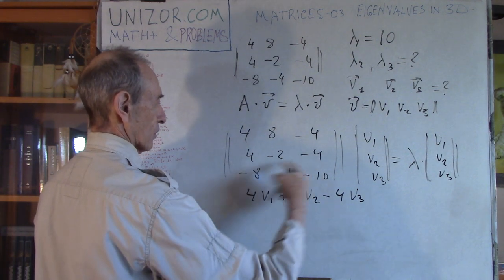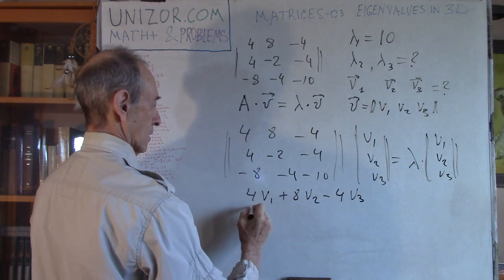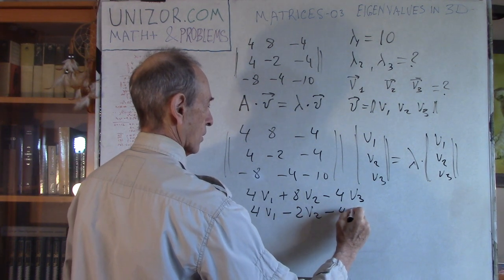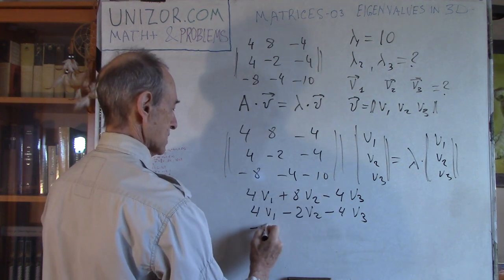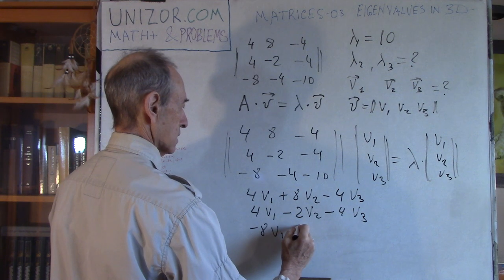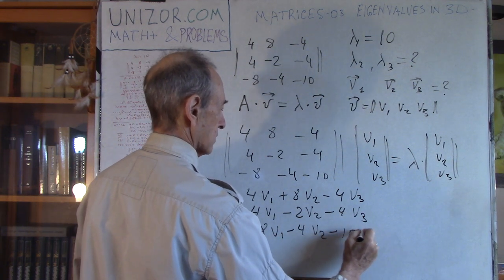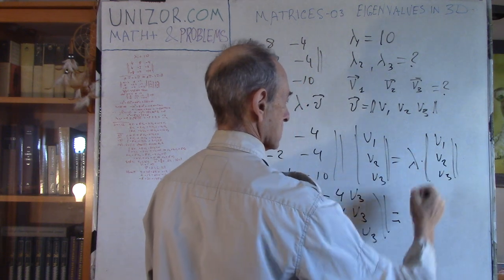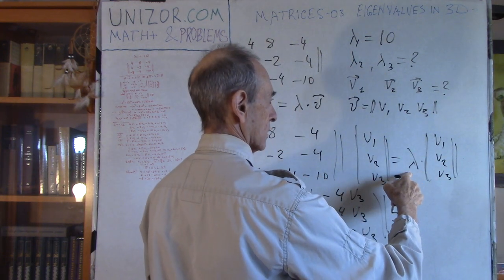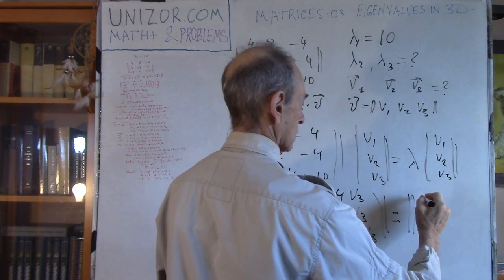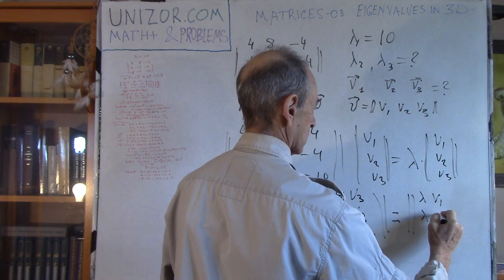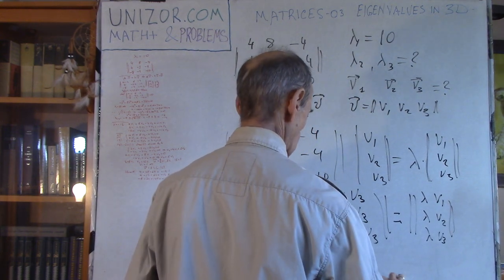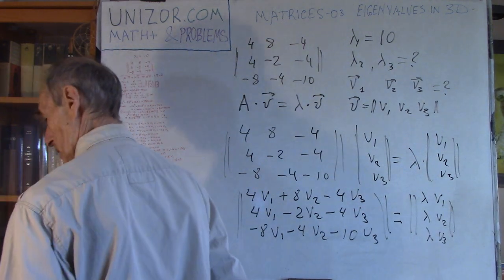The second component of this product is this times this: 4v1 minus 2v2 minus 4v3, and the third component is minus 8v1 minus 4v2 and minus 10v3, and that's the resulting vector, and it's supposed to be equal to this. Multiplication of a scalar by a vector is basically all components are multiplied: lambda v1, lambda v2 and lambda v3, right? So that's the result. Okay, so from this follows the following.